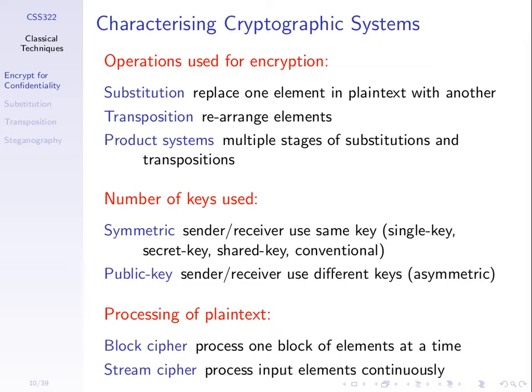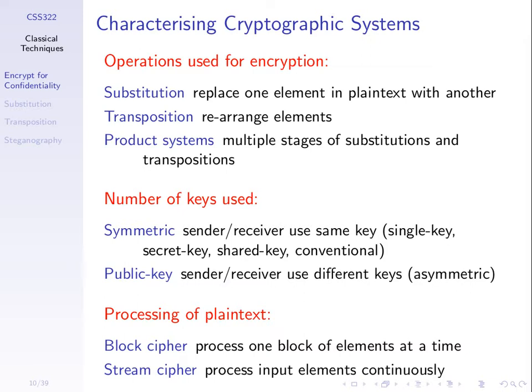Transposition is even easier: rearrange those elements. You've got H-E-L-L-O as the plain text. Transposition is rearranging those five letters. So maybe you get L-E-O-H-L. Just a reordering of the elements, a reordering of the letters. They are the two main operations we'll see in many ciphers, both the classical ones and the real ones which are used today.